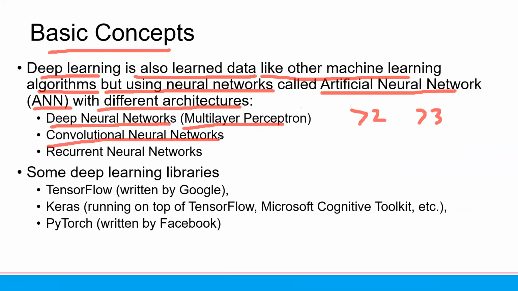Convolutional neural network is another architecture of the neural network, and also recurrent neural networks. And there are many libraries. I guess some of you already use them for your team project. You can use TensorFlow, which is written by Google. Keras runs on top of TensorFlow. There is also the Microsoft Cognitive Toolkit, and PyTorch, which is written by Facebook.